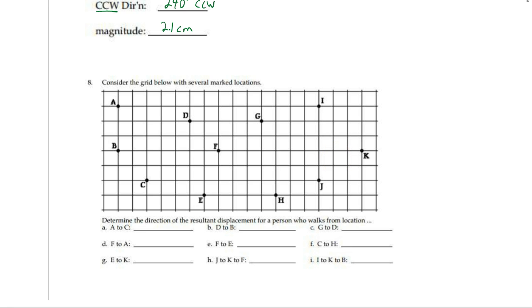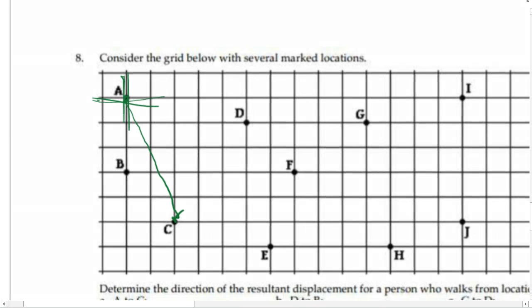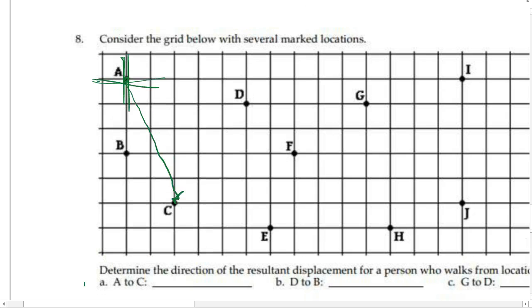This part here says, consider the grid below with several marked locations. Determine the direction of the resultant displacement for a person who walks from location. So let's do the first one, from A to C. If I was to start here and end over there, determine the direction of the resultant displacement, so the direction from here to here, counterclockwise from east. I would start from here and measure what that angle would be.